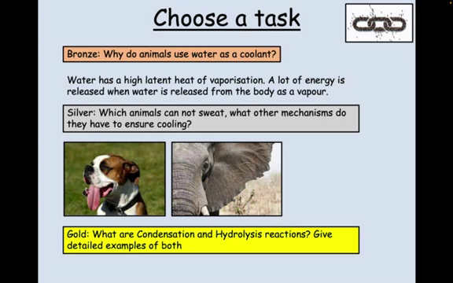Animals, for example, who are unable to sweat, like dogs, use panting. Elephants use their ears, which have a very, very large surface area to volume ratio, to allow themselves to lose heat. Last of all, condensation and hydrolysis reactions.